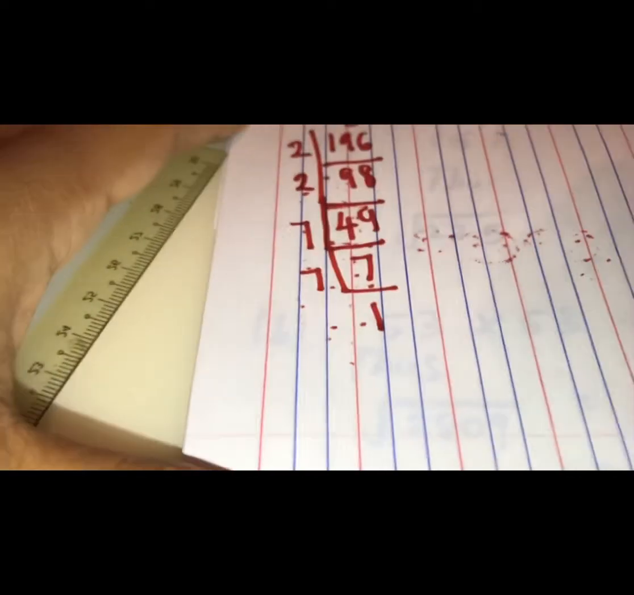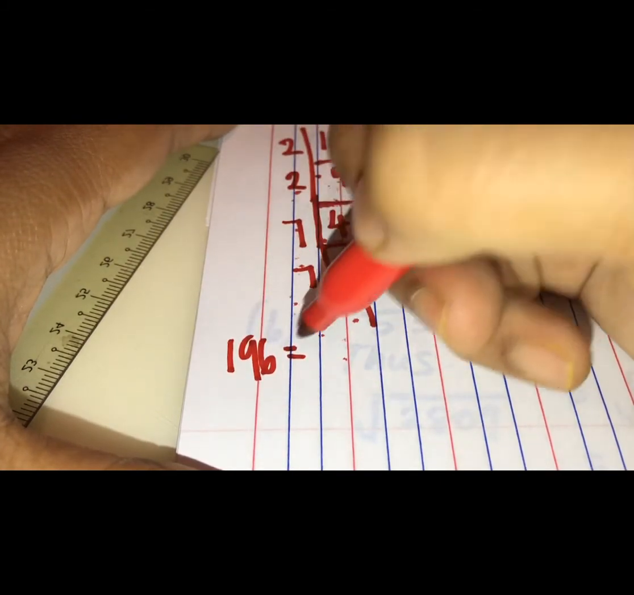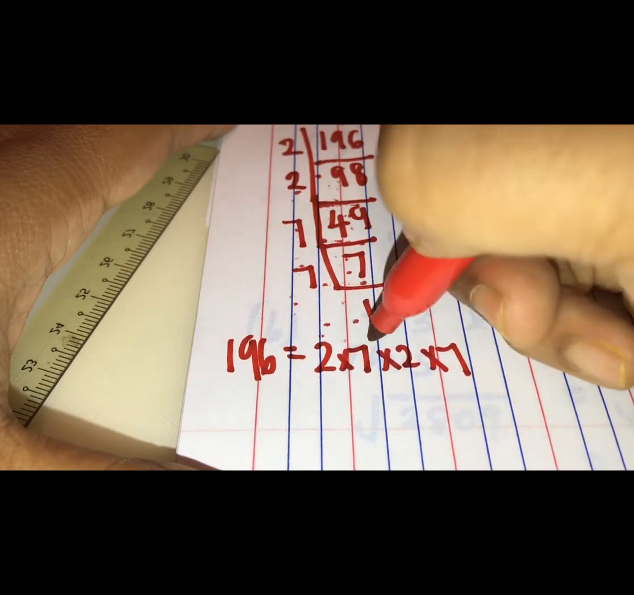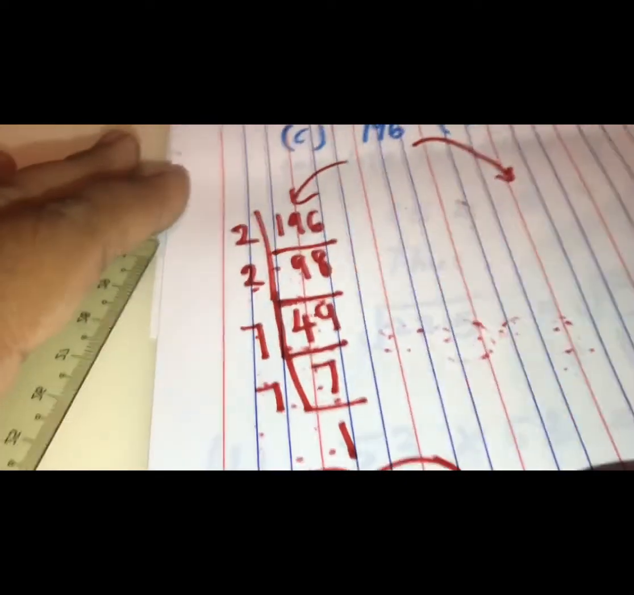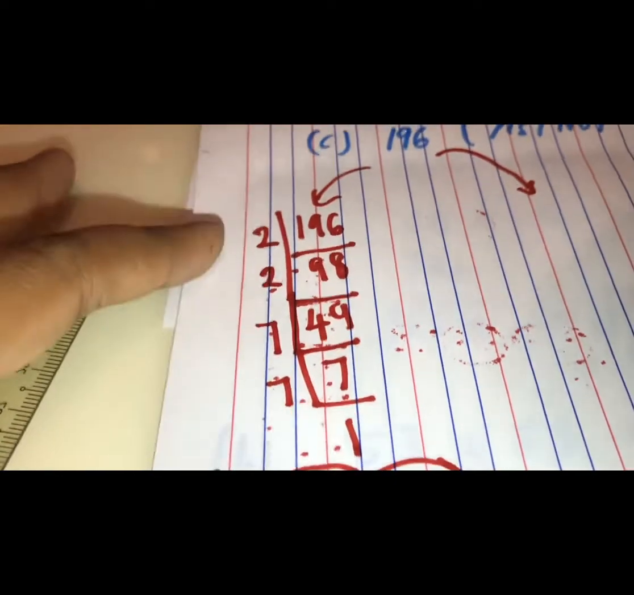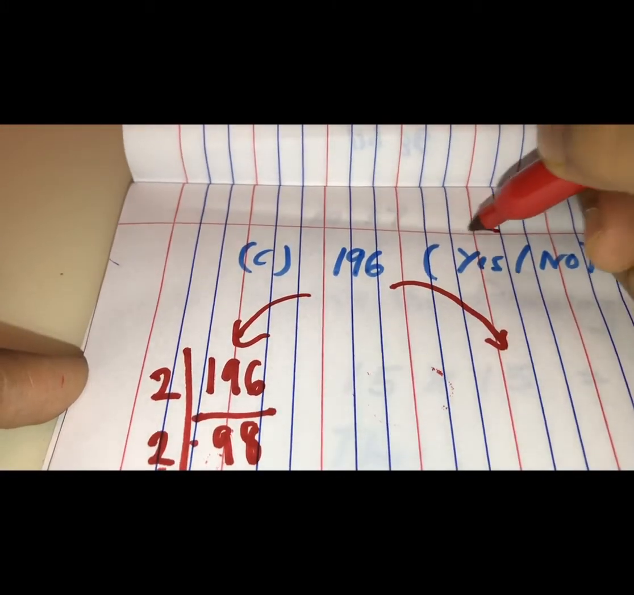Okay, so you can write 196. You can form two identical groups, right? 2 times 7, 2 times 7. Okay, this one is the same group. 2, 7, 2, 7, right? Two identical groups: 2 times 7, 2 times 7. So yes, this one is a perfect square. Okay, this method is repeated division. So the answer here, yes, you circle yes.